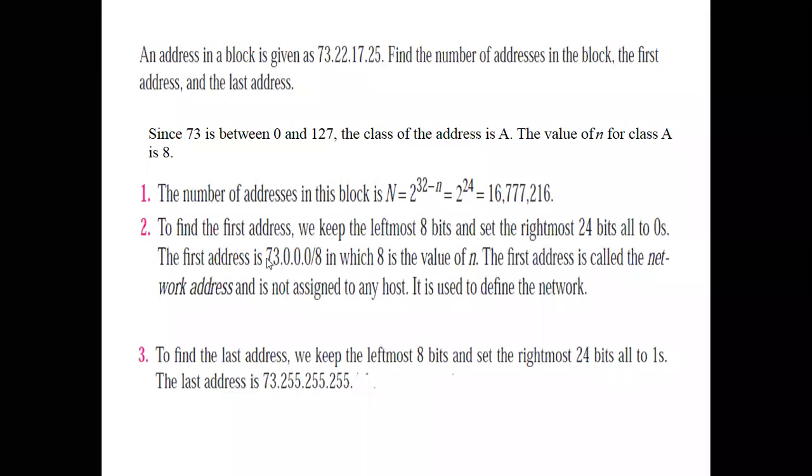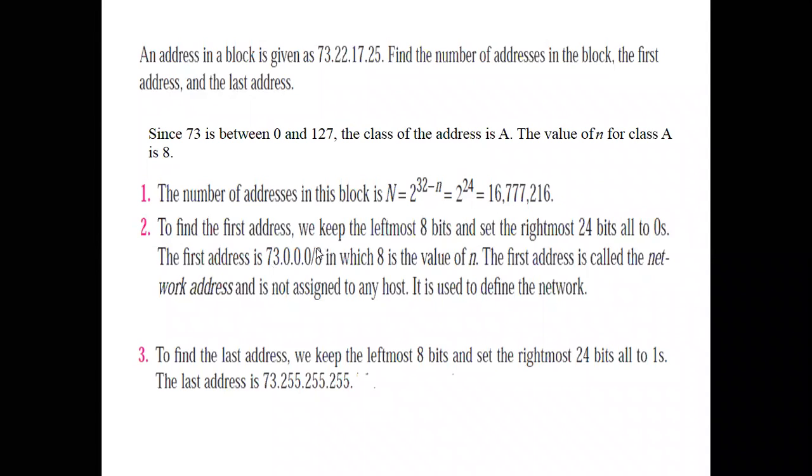So therefore the first address is 73.0.0.0/8, in which 8 is the n value. It means 8 ones you have in this. The first 8 bits are used to specify the network address. That's it. And the remaining will be 0.